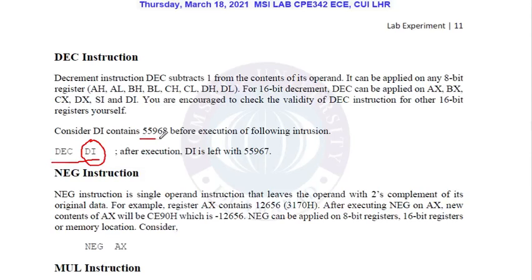For example, there is a value of 55968 that is basically a decimal value. Then the hexadecimal conversion of this will be stored at the location of DI, and after execution of this command, there will be a decrement of 1 in the value of DI.